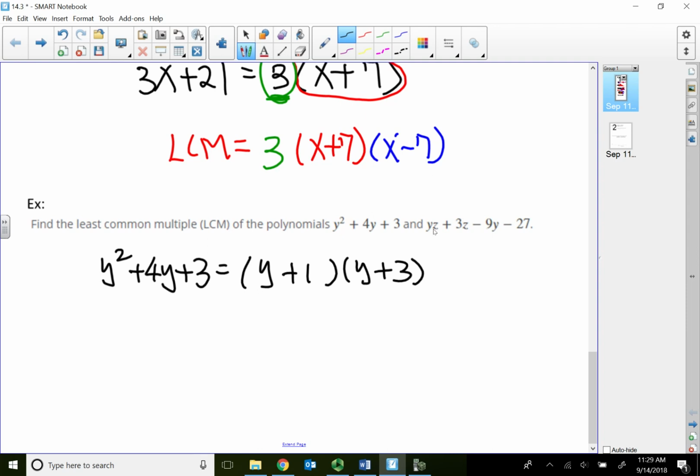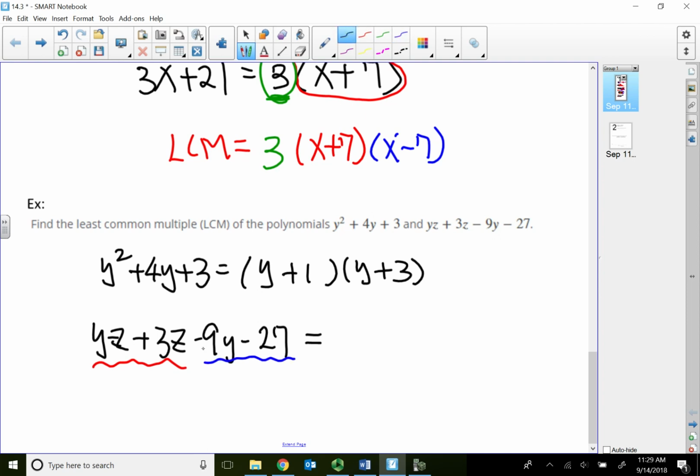This is an interesting one. yz plus 3z minus 9y minus 27. So this is 4 terms. As you can recall, if you have 4 terms, and none of the 4 terms are like terms, this must be a factoring by grouping type of problem. So I'm going to group the first 2 and the last 2.